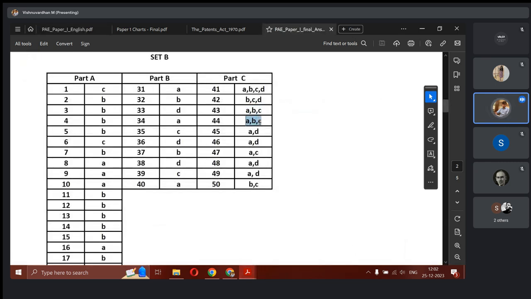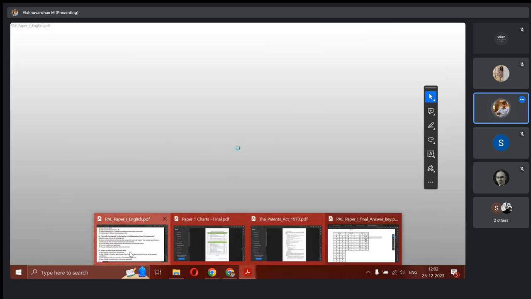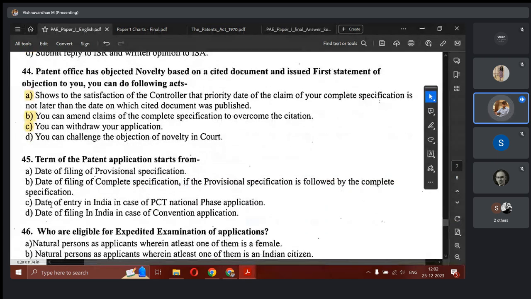A, B, C. Oh, chalo, 5 really. We've got 1 3 mark. Thank God.